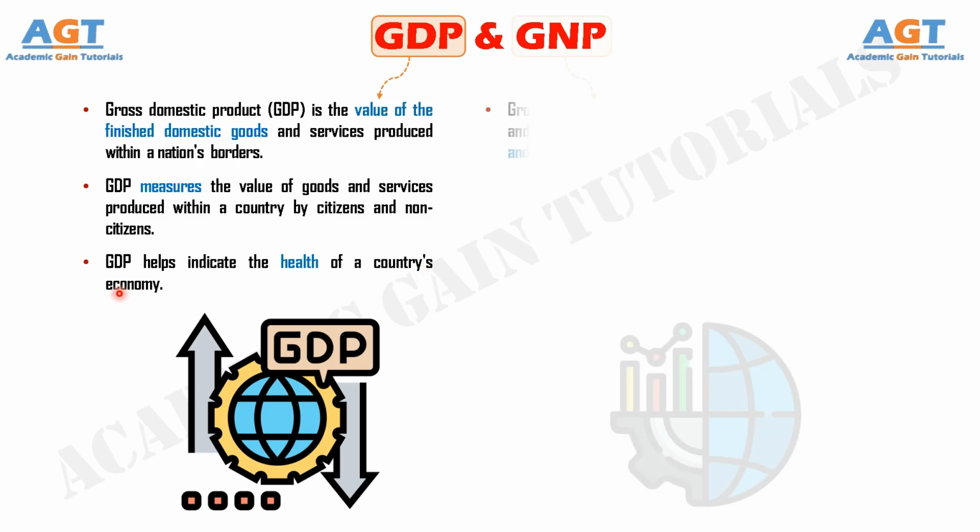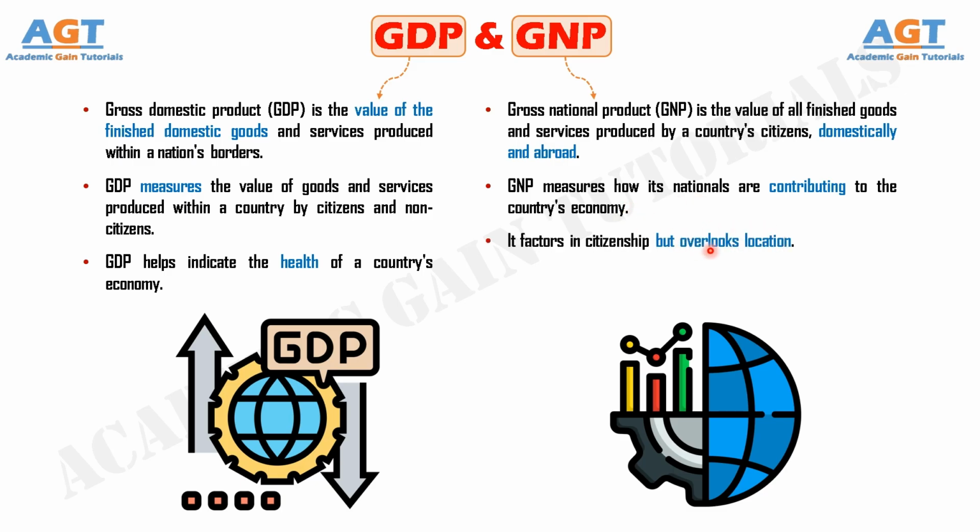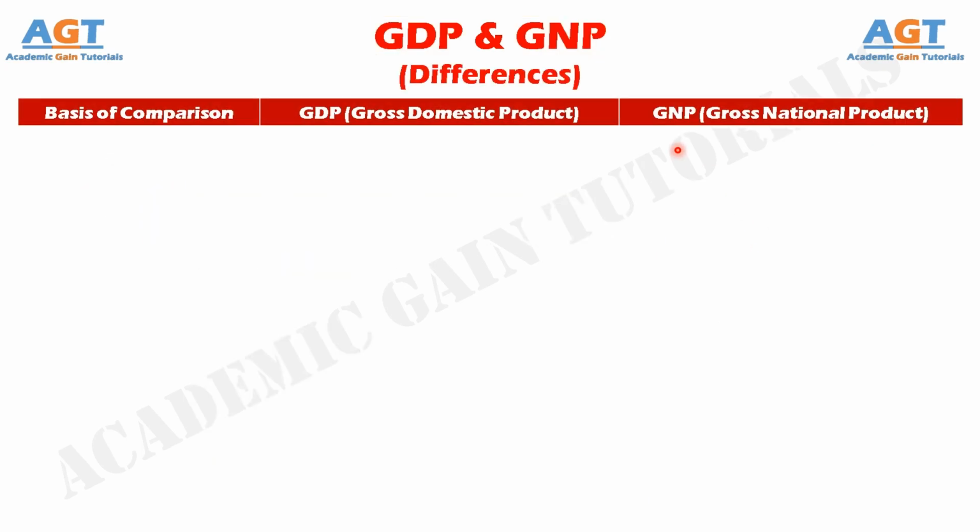On the other hand, Gross National Product, GNP, is the value of all finished goods and services produced by a country's citizens, domestically and abroad. GNP measures how its nationals are contributing to the country's economy. It factors in citizenship, but overlooks location. So, let's look into the basic differences between GDP and GNP in a tabular form.